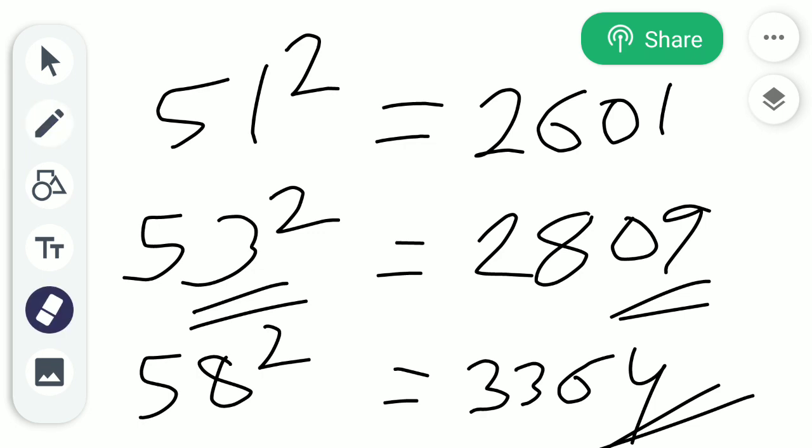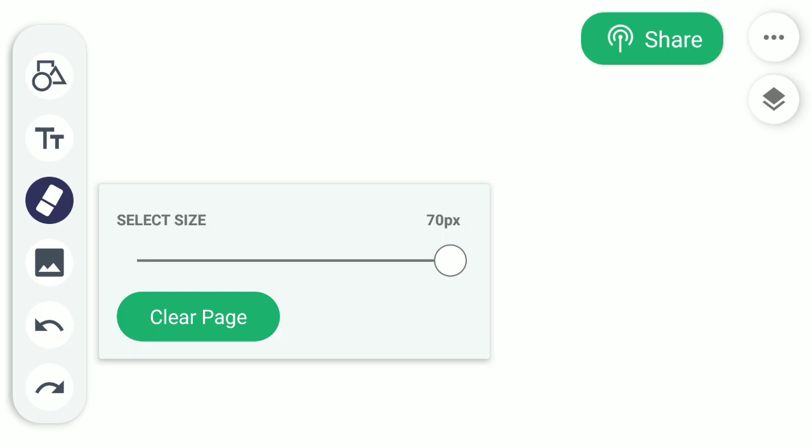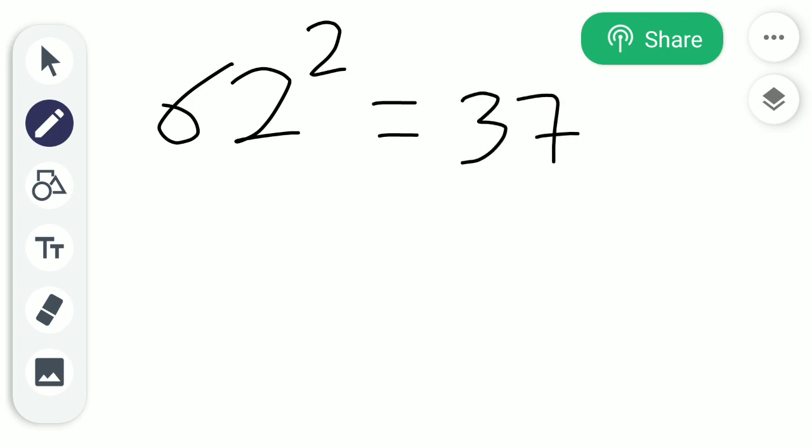Now let's find the square of 62. This is a bigger number. It's 12 greater than 50. So remember, we have to add 12 to 25. 25 plus 12 is 37. Now the square of 12 is 144.